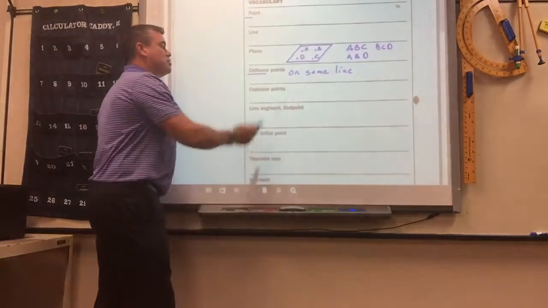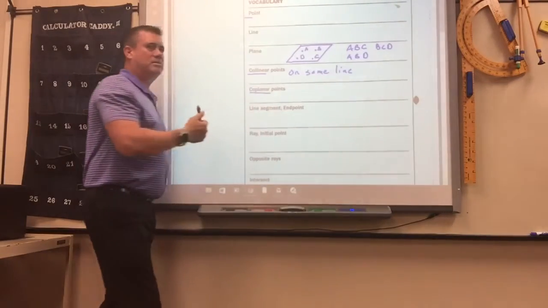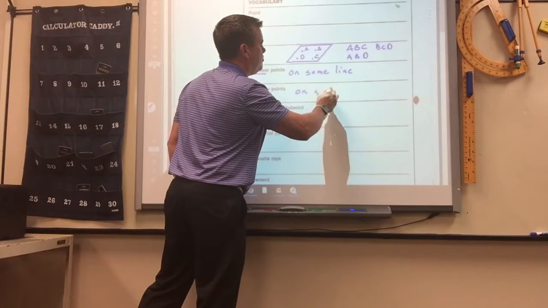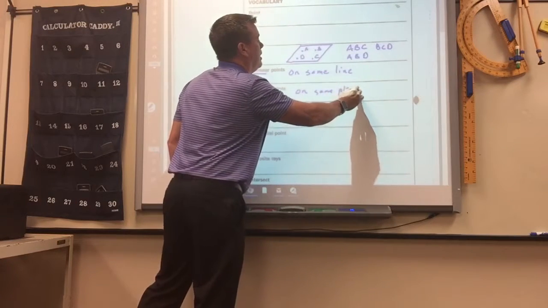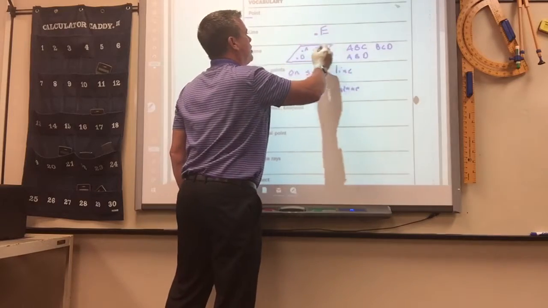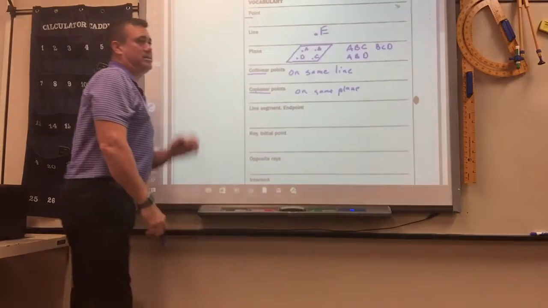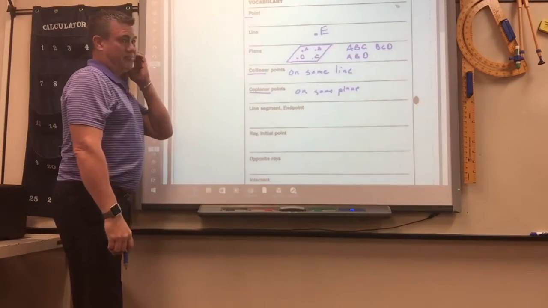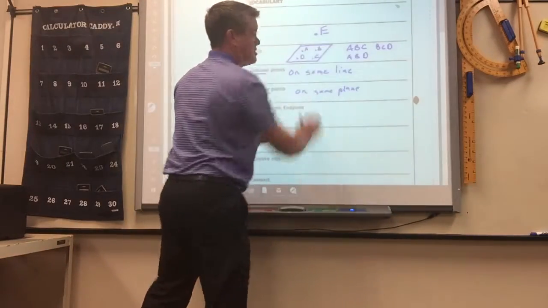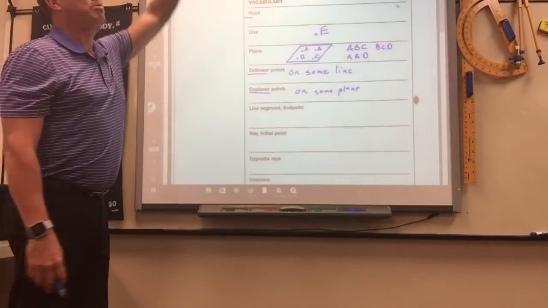Okay, so then coplanar: on the same plane. These four points are coplanar. This one is not, because it's off the plane. But a plane goes on forever and ever, in all directions, so technically it goes out like this. It'd be like the floor is a plane and there's a point up here.